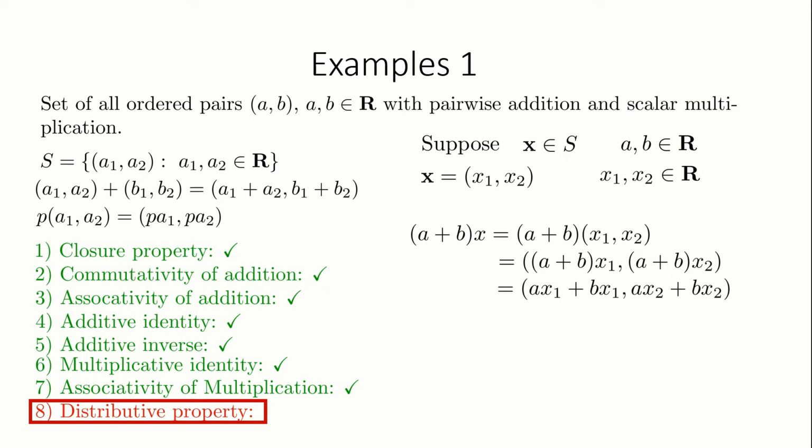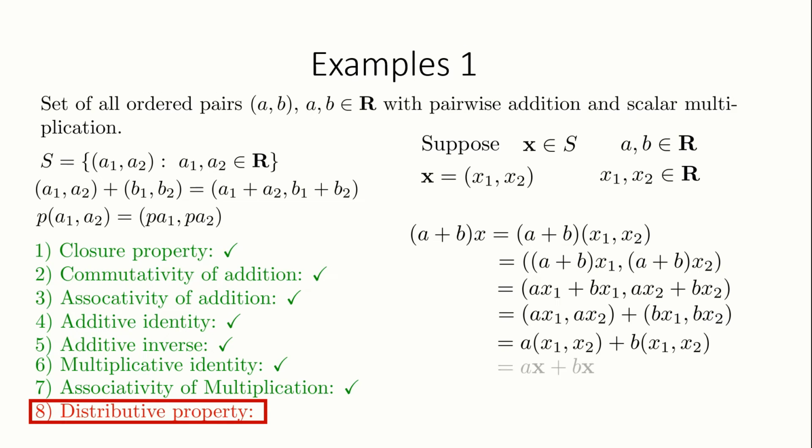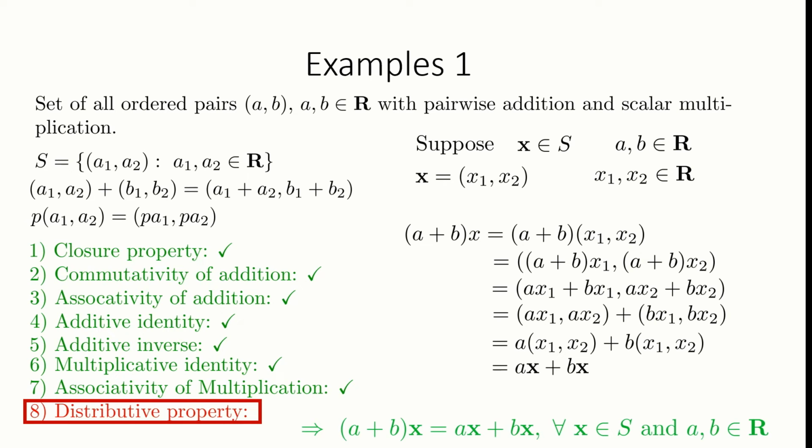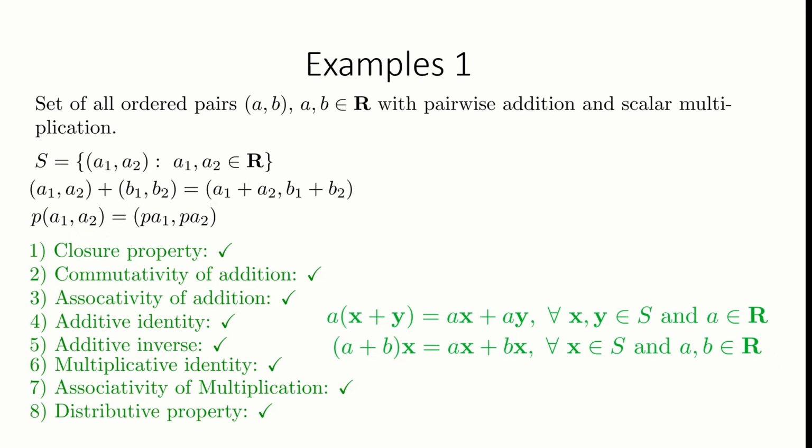Write the resulting ordered pair as a sum of two ordered pairs. Using the definition of multiplication, we can take A and B out of the ordered pairs, and this is equal to AX plus BX. So the second part of the distributive property is also verified. The set S has all the 8 properties, and therefore it is a vector space over the field of real numbers with the given addition and multiplication operations.